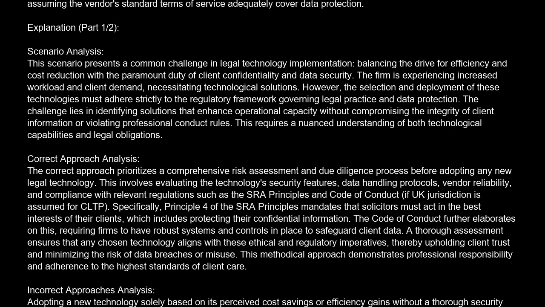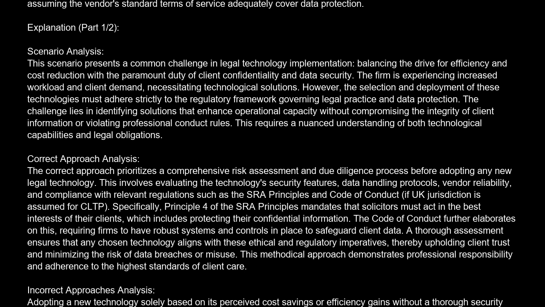Correct answer is B. Prioritize the platform that offers the most advanced AI features and promises the greatest reduction in onboarding time, assuming the vendor's standard terms of service adequately cover data protection. Explanation. Scenario analysis. This scenario presents a common challenge in legal technology implementation, balancing the drive for efficiency and cost reduction with the paramount duty of client confidentiality and data security.